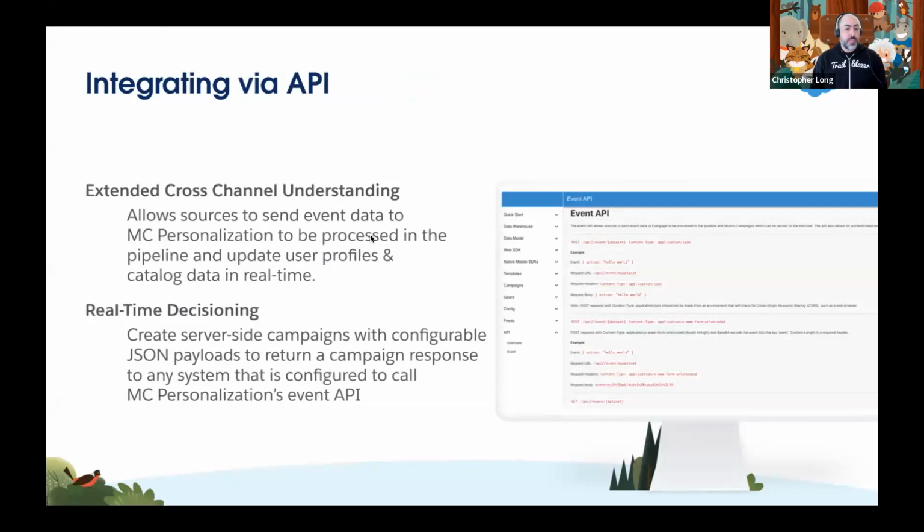An API. So an API, it's a very boring slide. It's code, it is what it is, but it's very powerful. So this is what enables other systems like a point of sale, things that are kind of out of the ordinary realm of marketing, to interact with Personalization.